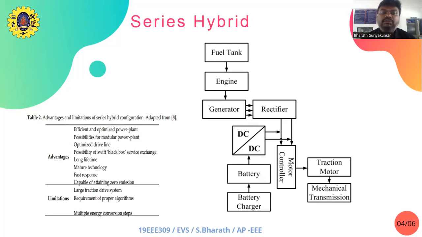Fourth one, possibility of swift black box service exchange. Fifth one is long lifetime. Sixth one is mature technology. Next is fast response and capable of attaining zero emission. And what are the limitations? Large traction drive systems are required. Requirement of proper algorithms, multiple energy conversion steps.